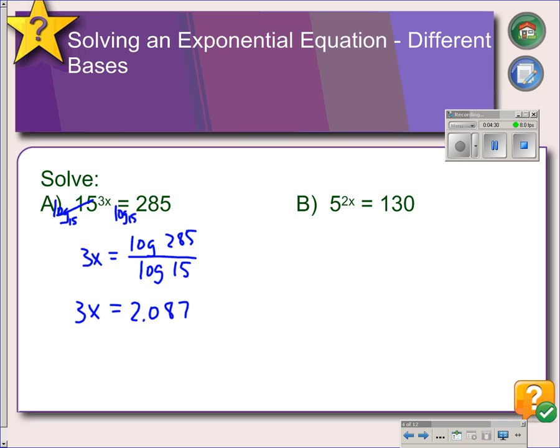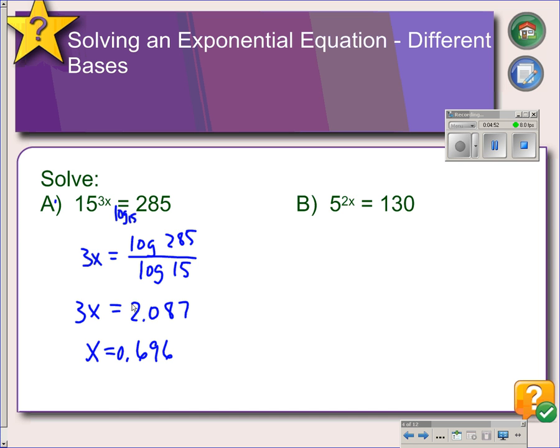Then we can divide each side by 3, and we get x equals 0.696 to 3 decimal places. If you plug 0.696 back into our original equation for x, 15 to the 3 times 0.696 should equal 285. And you can check that.